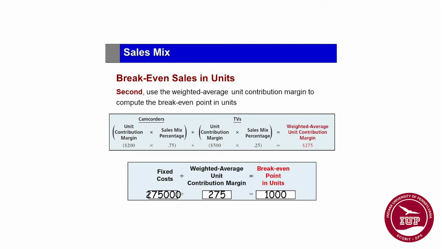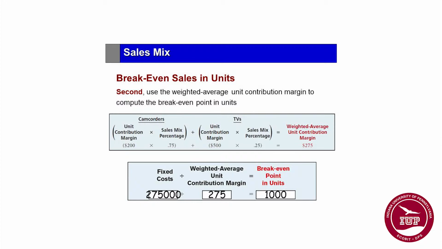And to compute the weighted contribution margin, for camcorders, for example, you have the unit contribution margin of $200, 75% is the sales mix percentage, and for the TVs, it's 500 multiplied by 25%, which is the sales mix percentage weight. So total weighted average unit contribution margin is $275. To compute the break-even point in this case, you take the fixed cost of $275,000 and divide by 275, which is the weighted average unit contribution margin of $275.